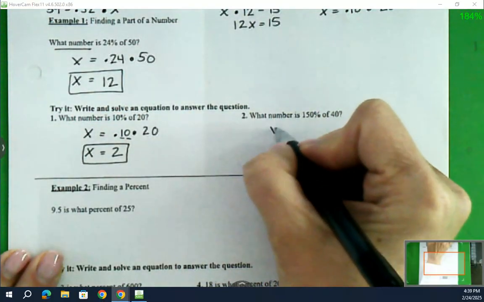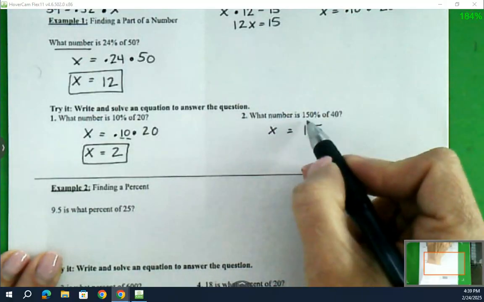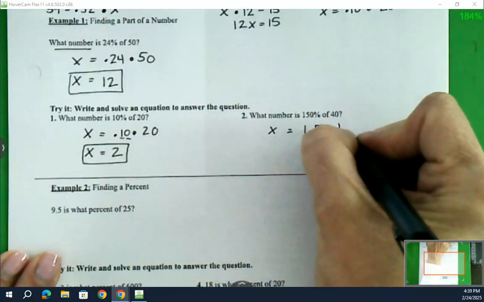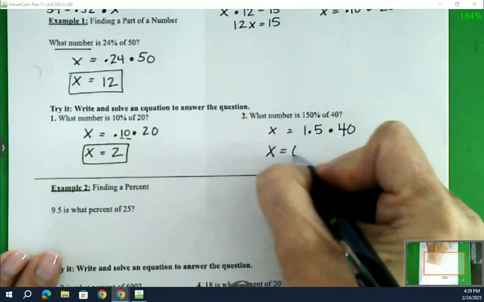Okay, what number is 150%? That's going to be 1.5. If you do 150 divided by 100, it's 1.5 of 40. X equals 1.5 times 40 is 60.